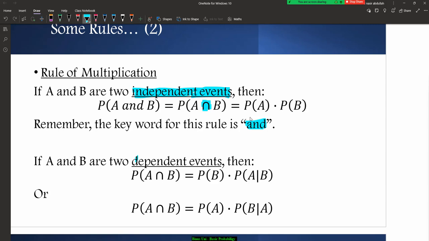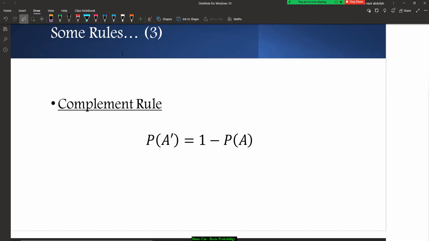If we have another rule, which is for dependent events, another condition, this one we're going to look at later on in conditional probability. So I'm going to explain about the given part. A intersect B is equal to probability of B multiplied with probability of A given B, right? Or probability of A intersect B is also equal to probability of A multiplied by probability of B given A, right? So you can see the difference. The second part I will explain later. This is the first part, this is the second part, but we need to understand the first part. For independent events, A and B are independent, probability of A intersect B is equal to probability of A multiplied with probability of B, right?